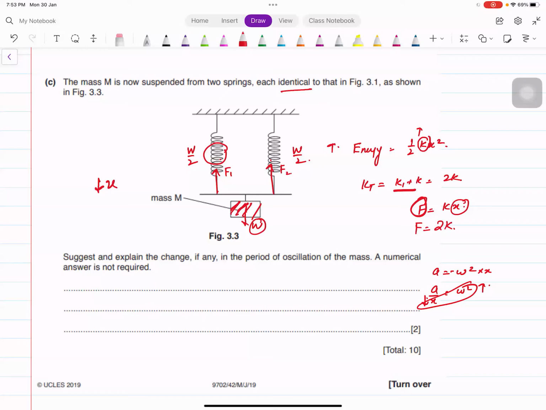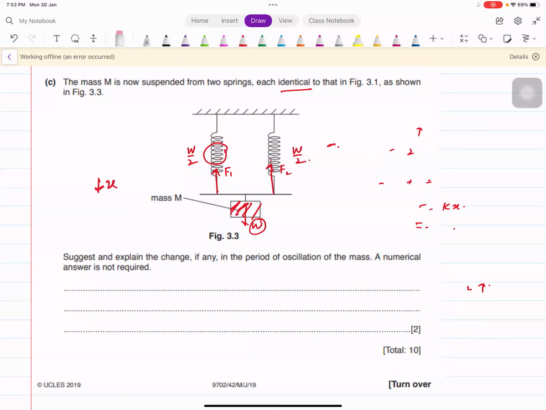If omega, which is dependent on 2 pi by T, is larger, what is happening to the period? Will it be shorter or longer? It's going to be longer because they're inversely proportional. It will be shorter, right? Shorter because omega... no, wait. Sorry, I said it the opposite way. I got it. Yes, shorter. I just want to explain it to everybody again.